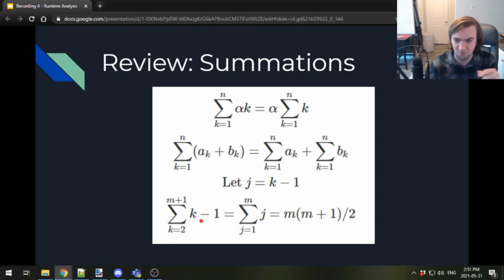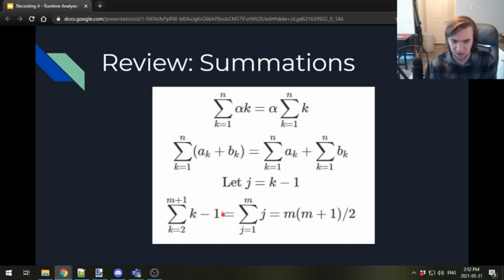Turns out you can actually just rewrite this as the sum of j equals 1 of j all the way up to m. We've replaced this annoying k minus 1 term, which we're not really a big fan of. And by substituting in our j, which is k minus 1, we can directly translate this into the identity that we saw from the last slide.